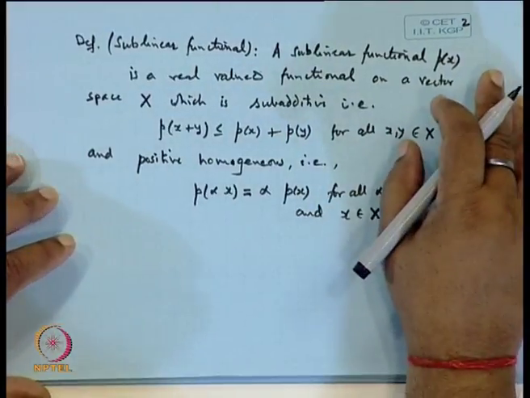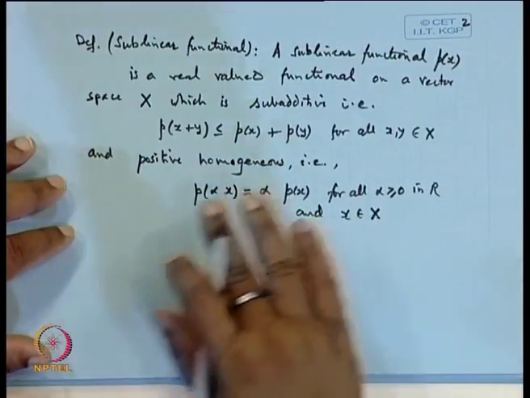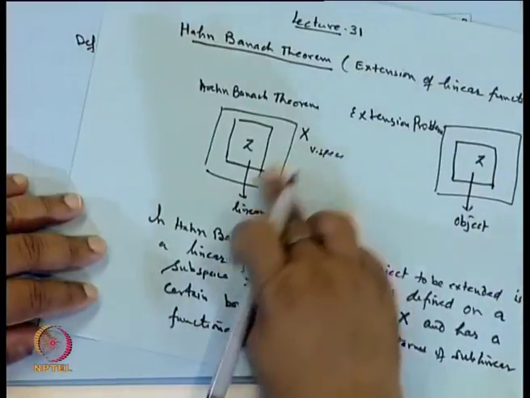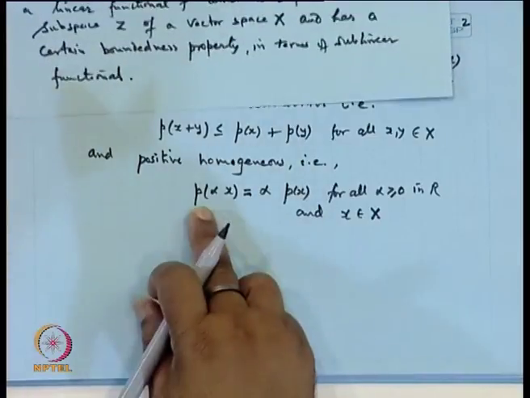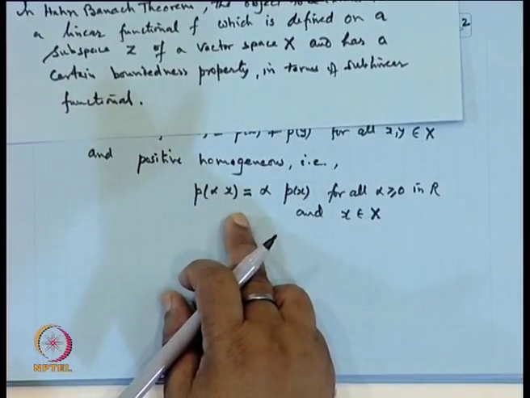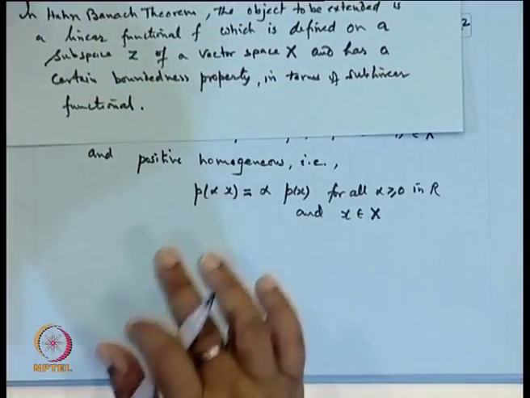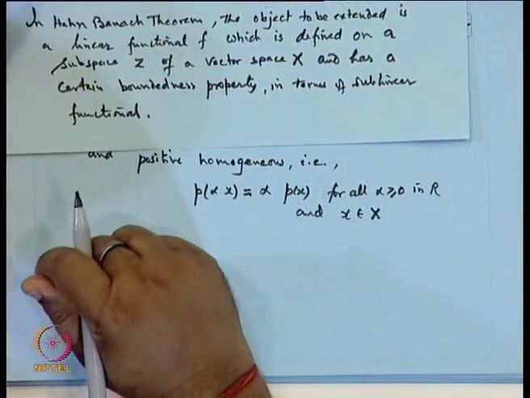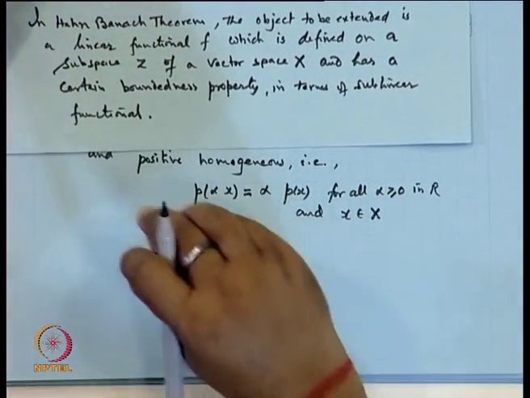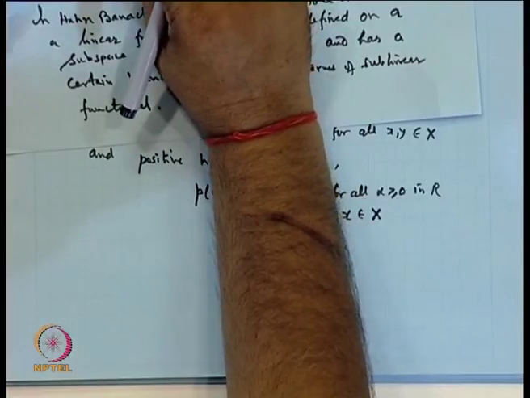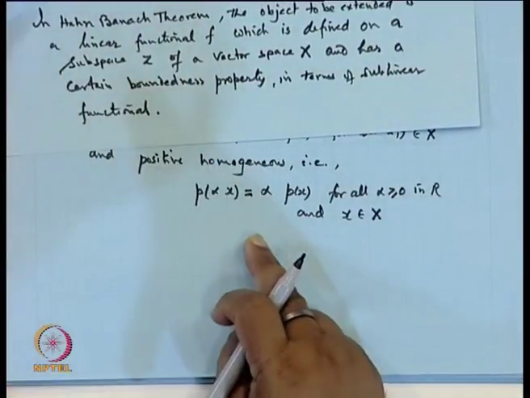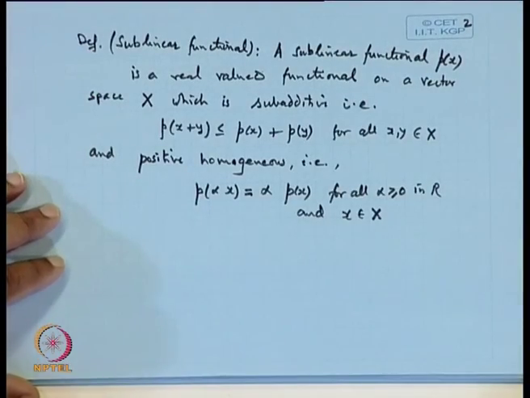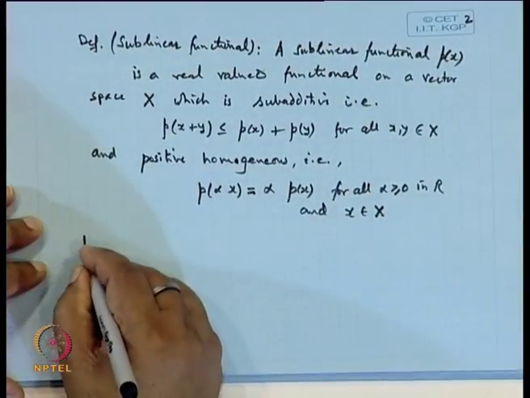Now, we wanted this functional f to be extended from Z to X which satisfies the property that f is a linear functional and dominated by or majorized by the function p, that is f of x is less than or equal to p of x for all x belonging to Z. Then the Hahn-Banach theorem says that we can extend this functional f to the entire X such that the extended functional f retains the property of linearity as well as majorization. So, this is the crux of the theorem. We will see the exact statement of the Hahn-Banach theorem.